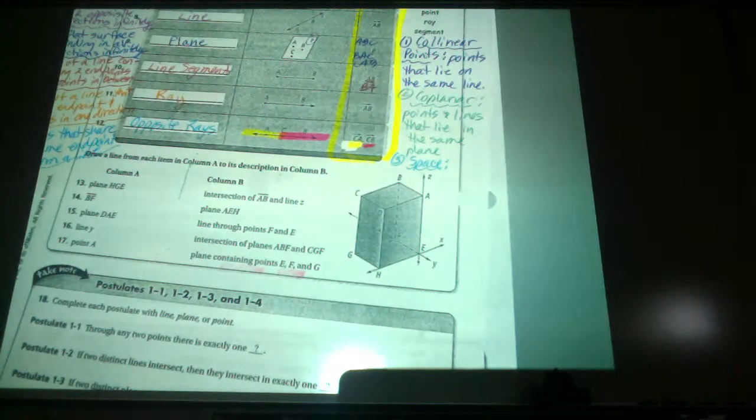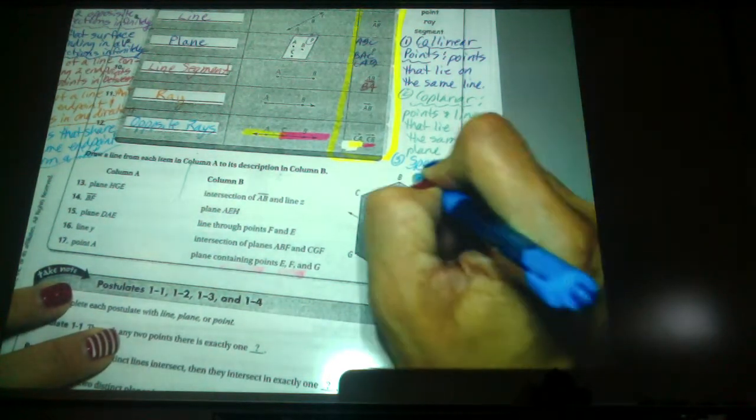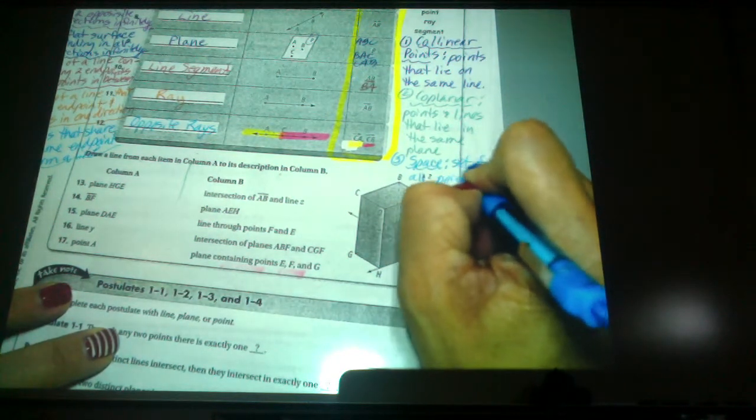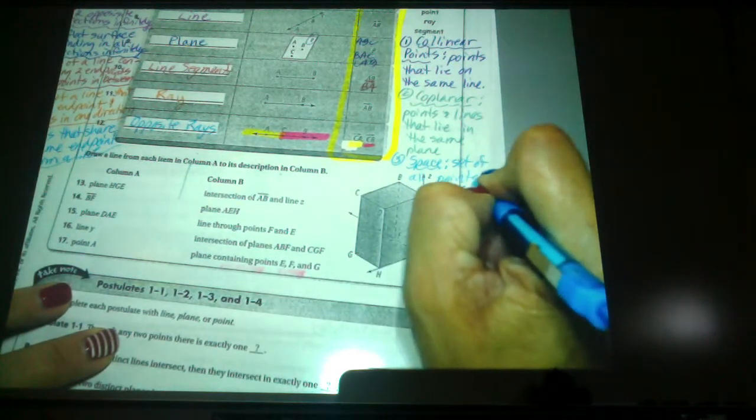And then the last one is space. The final frontier. Your parents will appreciate that. So space just means everything that we exist in is space. And so space is a set of all points in 3 dimensions. So I'm just going to put 3D there.